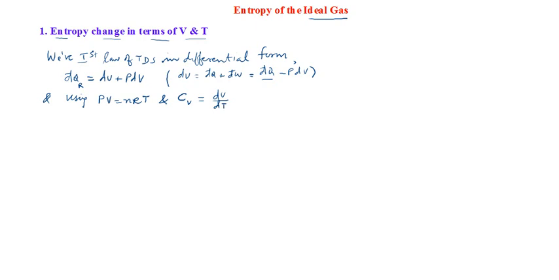Okay, so using these expressions we could prove that d bar qr is equal to, instead of dU, how do you write it? Can you write it as Cv dT? So when I write this equation, I can write it as Cv dT plus simply P dV. Okay, so that is the expression.